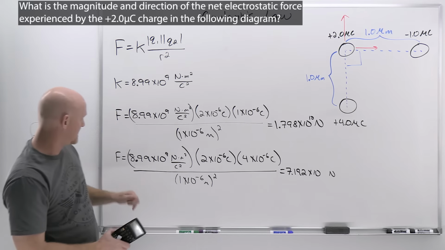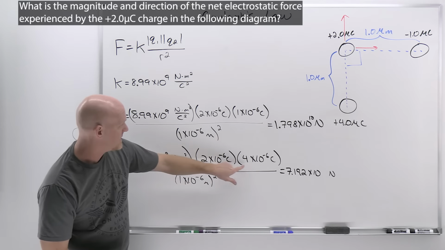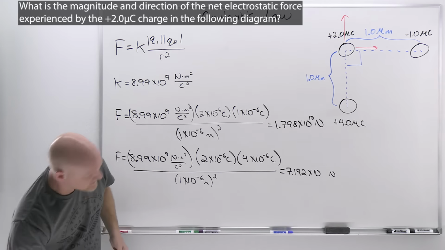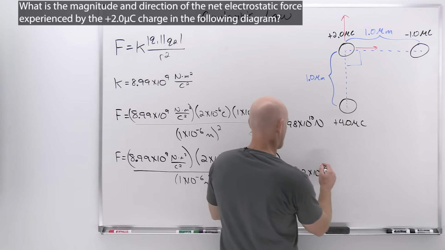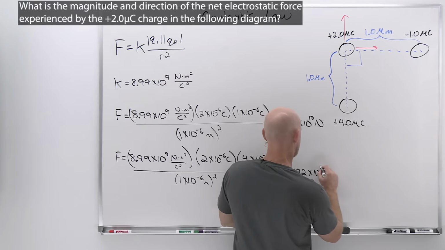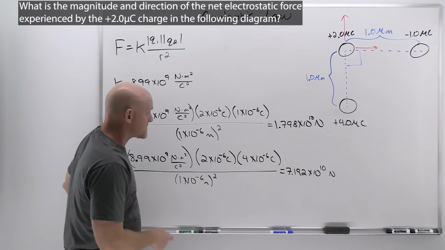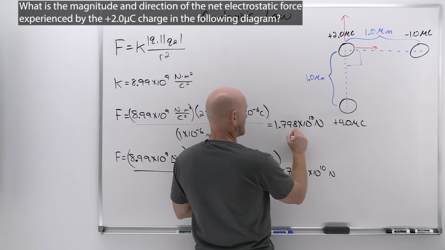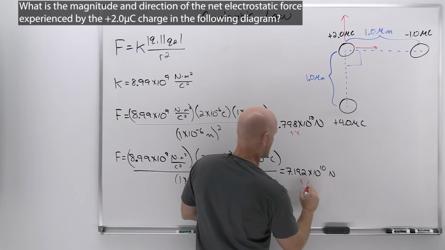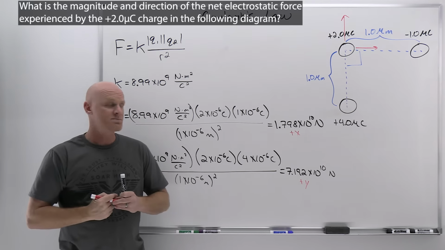Still times 10 to the 10th, because 9 times 8 still would have been 72 times 10 to the 9th, which is 7.192 times 10 to the 10th newtons in this case. And again, just as a reminder, this is in the positive x direction, this is in the positive y direction, which makes it convenient.